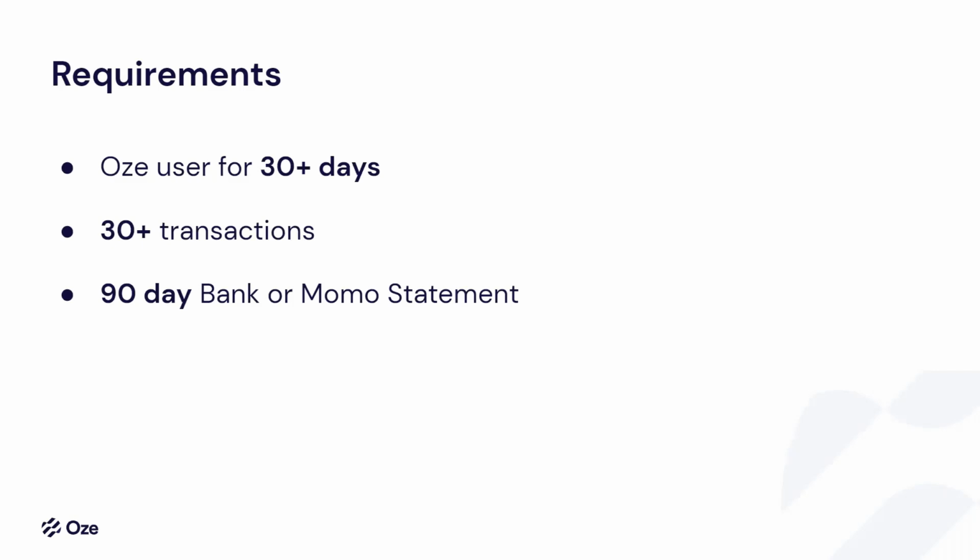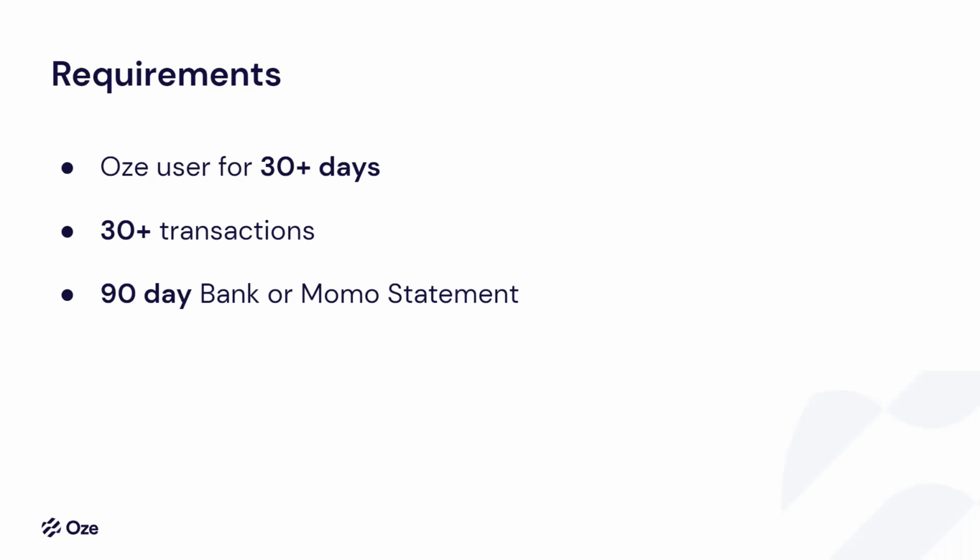And the other thing that you need, in addition to being an active user of the app, is a 90-day bank or mobile money statement. When we say 90 days, we mean that at the point of the application, the statement needs to cover 90 days going back from the date of the application. So for instance, if today is the 26th of June and I'm making the application today, my statement needs to go back to, for instance, the 26th of March. So 3 months is roughly what we look at for the financial statement that you provide.